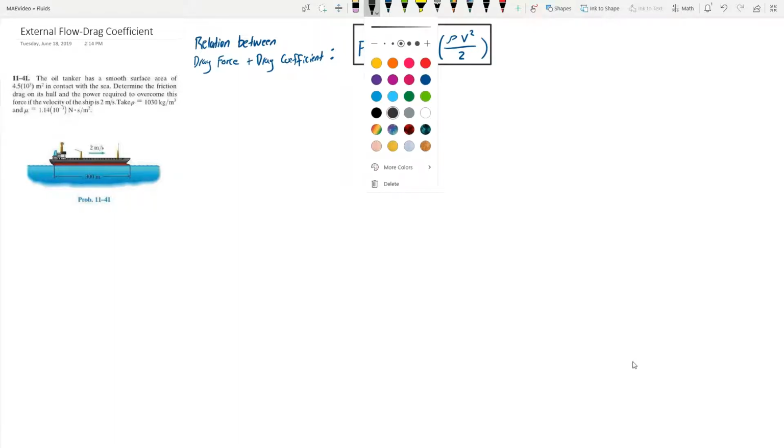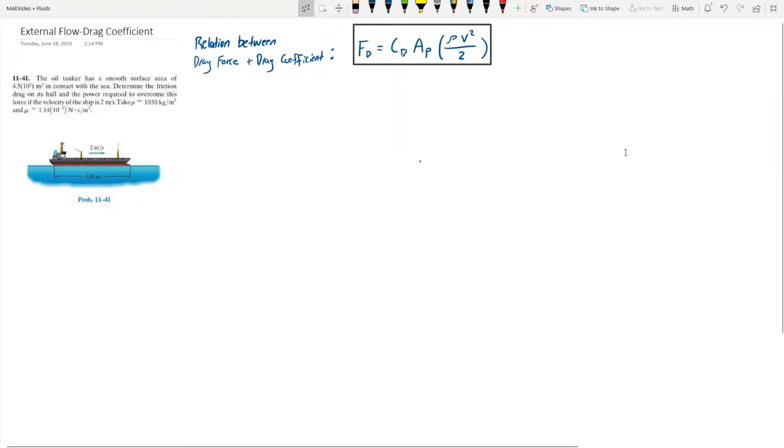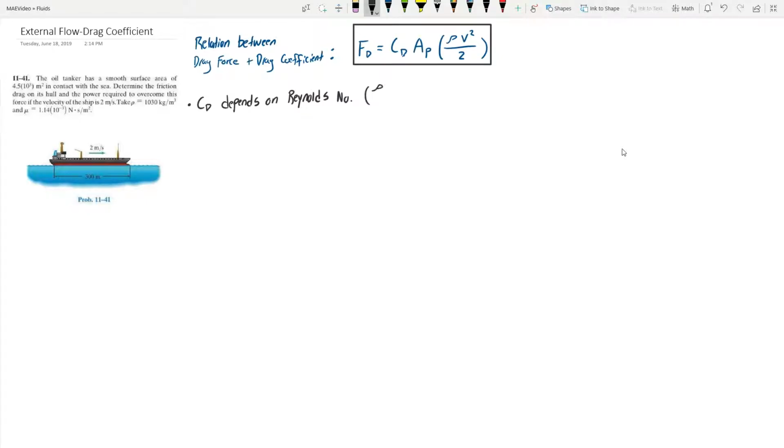So you might be wondering, how do we find the drag coefficient? So I'll write out a series of steps that we usually take to get the drag coefficient. You may or may not know, but the drag coefficient, CD, we know depends heavily on the Reynolds number. And remember the Reynolds number, rho times velocity times diameter or length over viscosity.